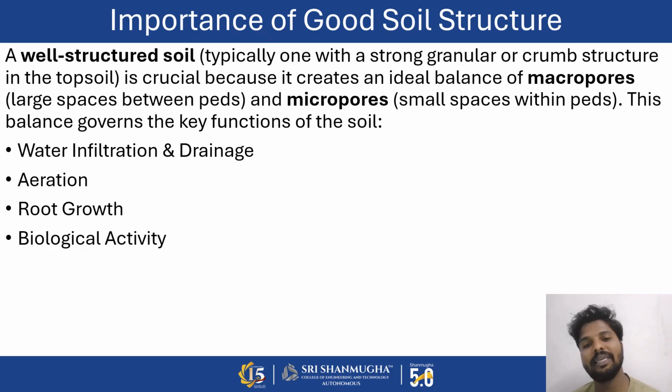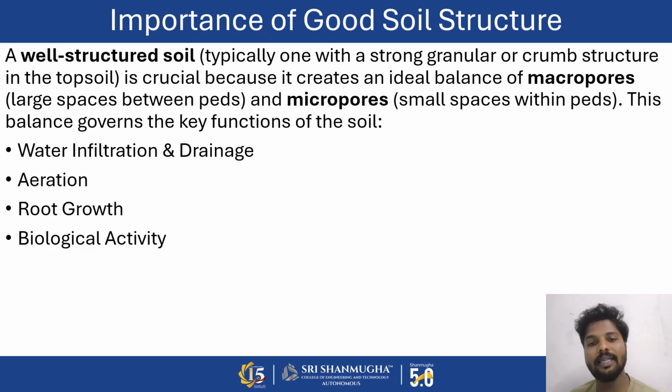macropores and micropores. Macropores mean large spaces between the peds. These facilitate rapid water infiltration and drainage and excellent aeration. Aeration here means gas exchange between the soil particles. Then next are the micropores. Micropores are small spaces within the peds. These are vital for retaining moisture and dissolved nutrients. So this balance allows the soil to efficiently perform the four key functions necessary for agriculture: water infiltration and drainage, aeration, and root growth.